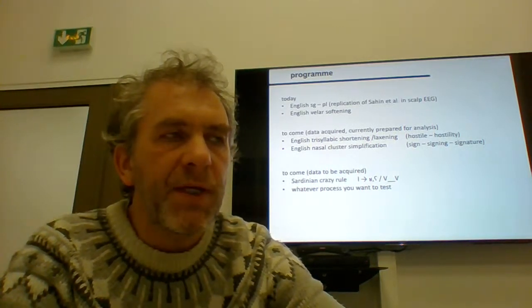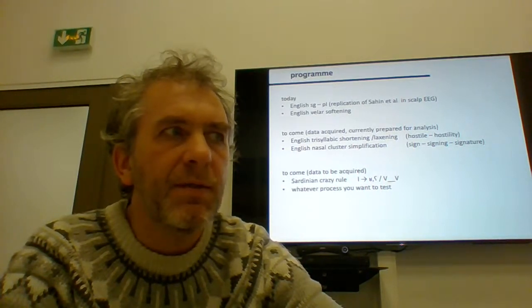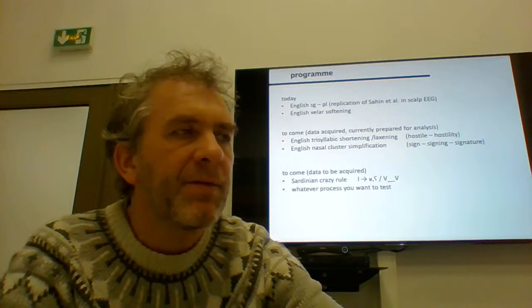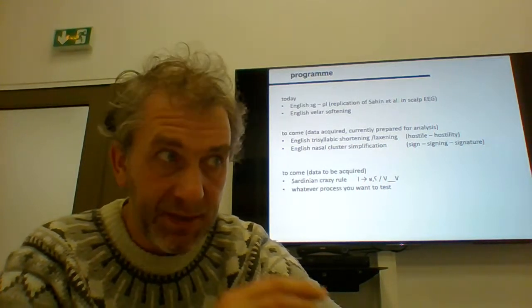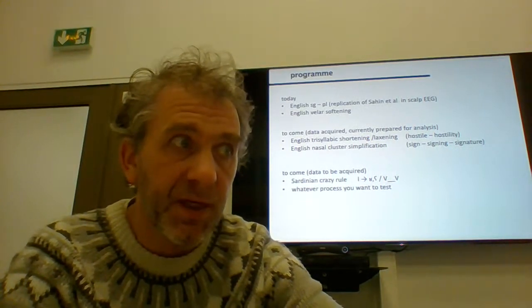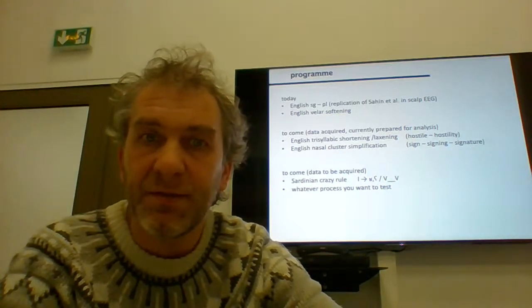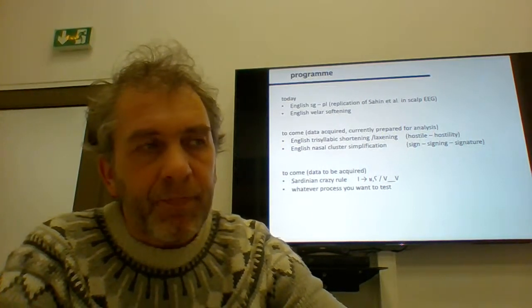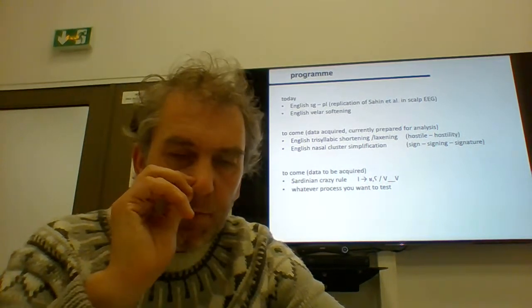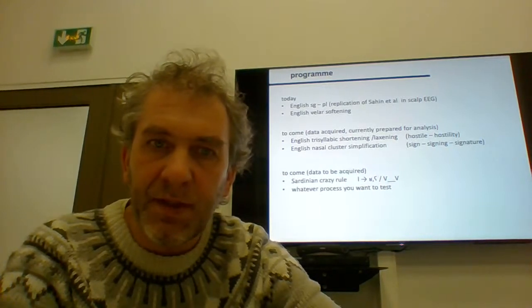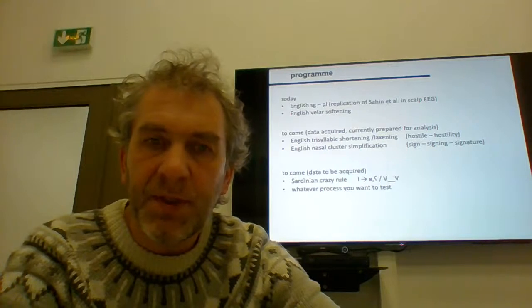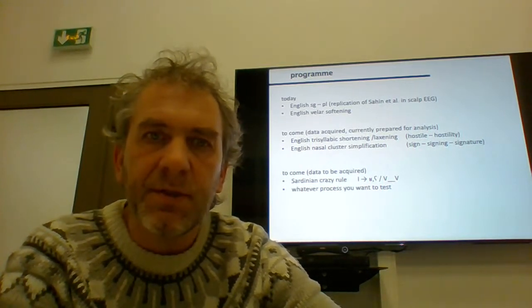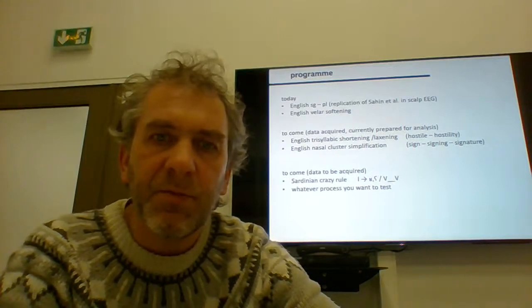And what we have already in our box, for which we have data acquired and which are currently prepared for analysis, but which we can't talk about yet, is English trisyllabic shortening or lengthening, so hostile, hostility, and English nasal cluster simplification, so sign, signing, signature, like the two other classical English processes that many people have doubted are phonological in kind. So as I said, the goal is we build an experimental protocol that is able to detect phonological activity in an alternation, and people can come up with whatever alternation, whatever language they want, and the machine will be able to tell them whether the particular alternation they have involves or does not involve phonological activity.